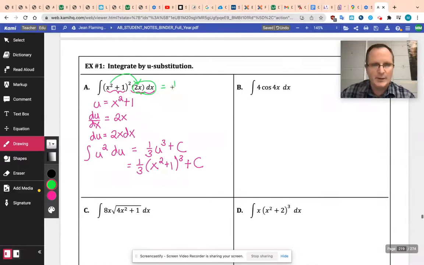So it is going to be 1/3 x squared plus 1 to the third plus c. Now you're like, well, what in the world's going on there? Well, the chain rule occurred, so I was able to go backwards, and when you're going backwards, this part right here just kind of disappears because it was created by the derivative. Okay, all right. So that's it for 1A.